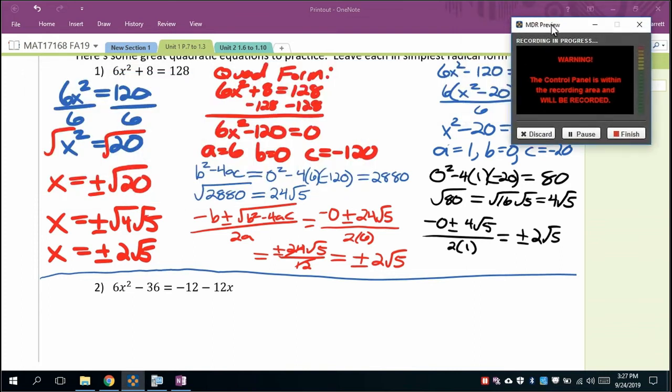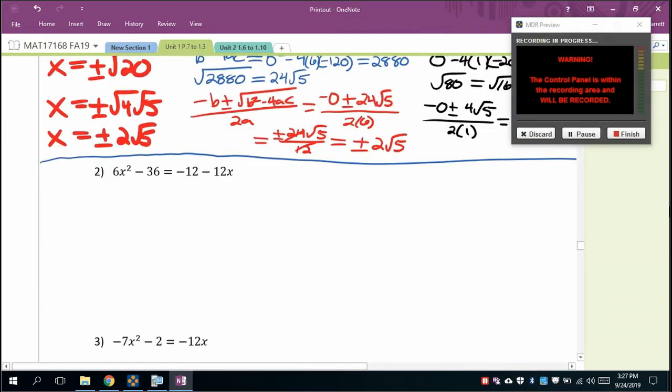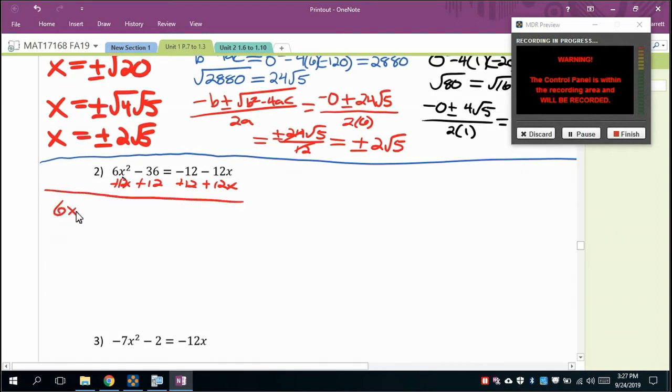Alright, so we have another equation to solve here. 6x squared minus 36 will equal negative 12 minus 12x. So I'm going to demonstrate all three methods on how to solve this. First, we'll add the 12 and we'll add 12x to both sides. Let me rewrite that a bit. We'll have 6x squared plus 12x minus 24 equaling 0. Now, I could do this completing the square or whatever way, but if you notice, we could take a 6 out right now, so why not do it?